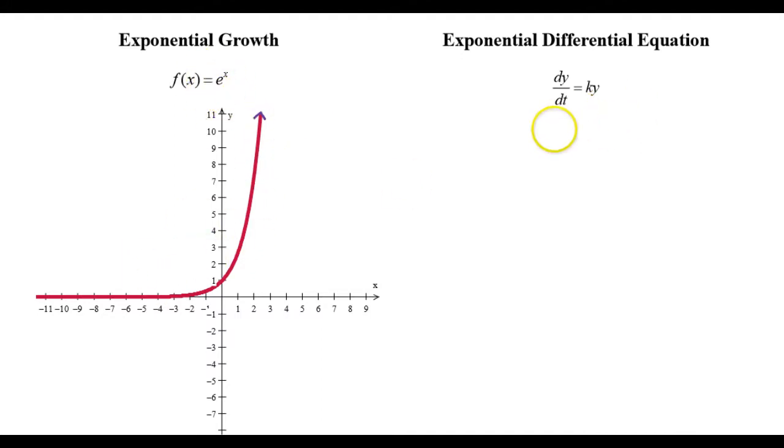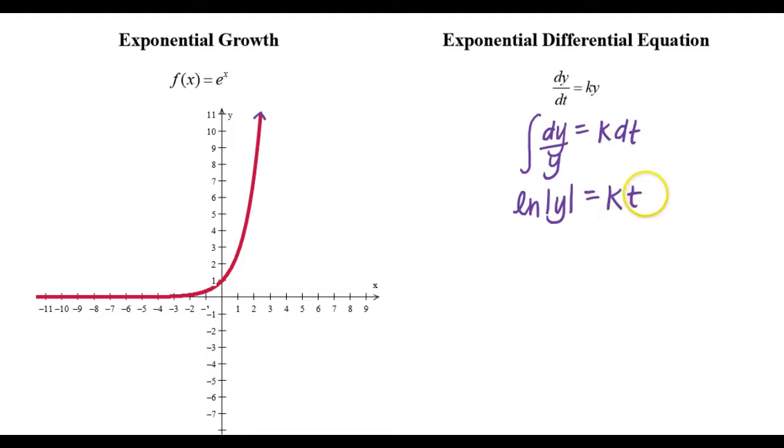Just to show what that looks like, this is a separable differential equation. So I can go ahead and divide by y, so I get dy over y, and then I'll have k dt, where k is some constant. The antiderivative on the left is going to be the natural log of the absolute value of y, and the antiderivative on the right, since the variable is t, is going to be kt plus c.